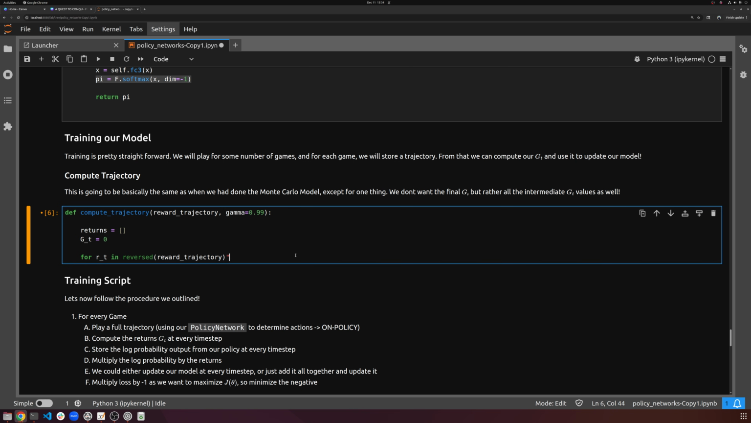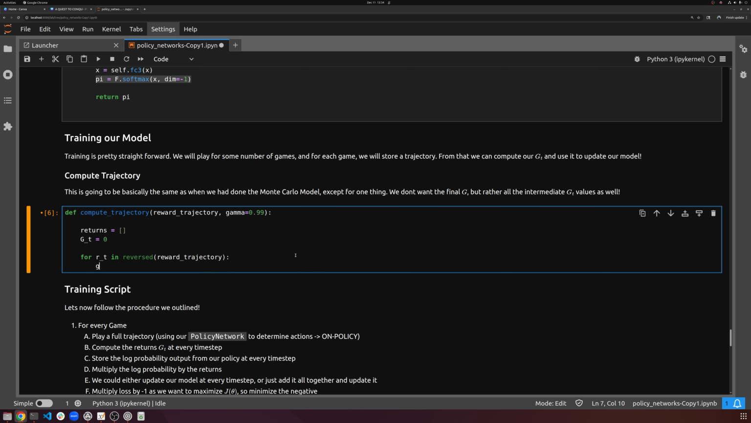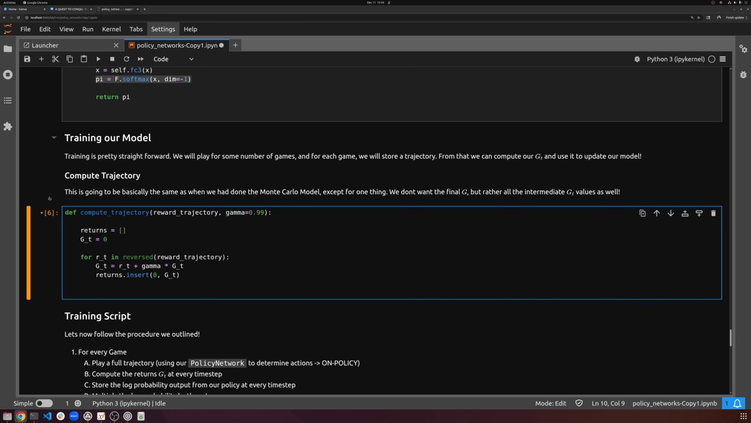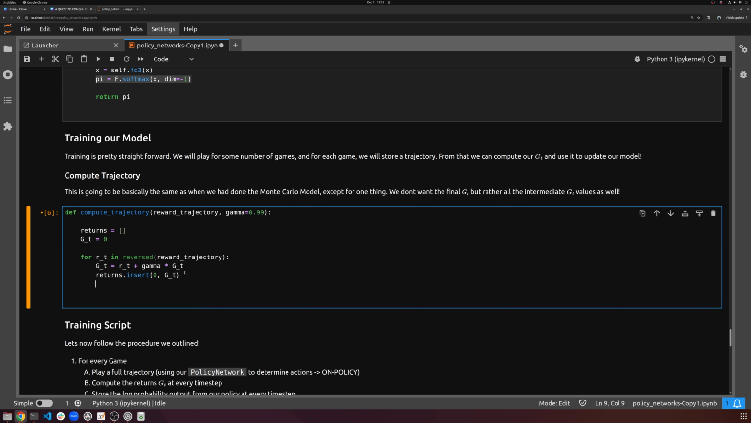So we're going to do in reversed: G_T is going to be just R_T, the reward we got at that step, plus gamma times G_T. We're going to keep updating that over and over again. But because we are going in reverse, we can't just append. We need to always prepend. So we can do returns.insert(0, G_T). As we save in the list, we just prepend over and over again. We could have also just appended it and then reversed the list. That would have also been fine.